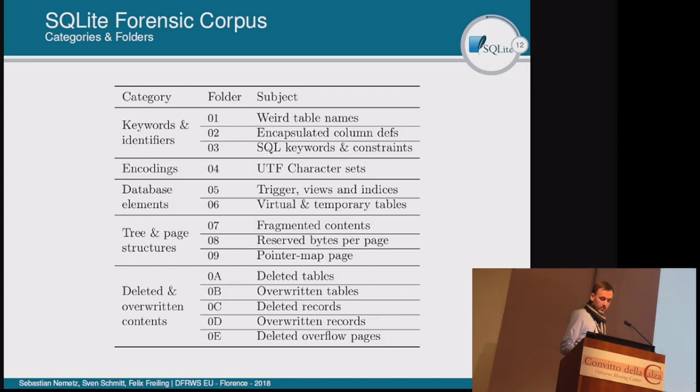So this is for category 8, for folder 8. We introduced special pages, like pointer map pages, in some folders, and categories A to E. Play around with deleted contents, so we deleted tables, entire tables. We deleted also records from tables, and we also tried to overwrite certain contents. The same is true for records, so basically when I talk about a record, I mean a database entry. It's just a row in a table, for example. We deleted records, we tried to override records, and we also deleted some overflow pages, or in general some pages from the database files.